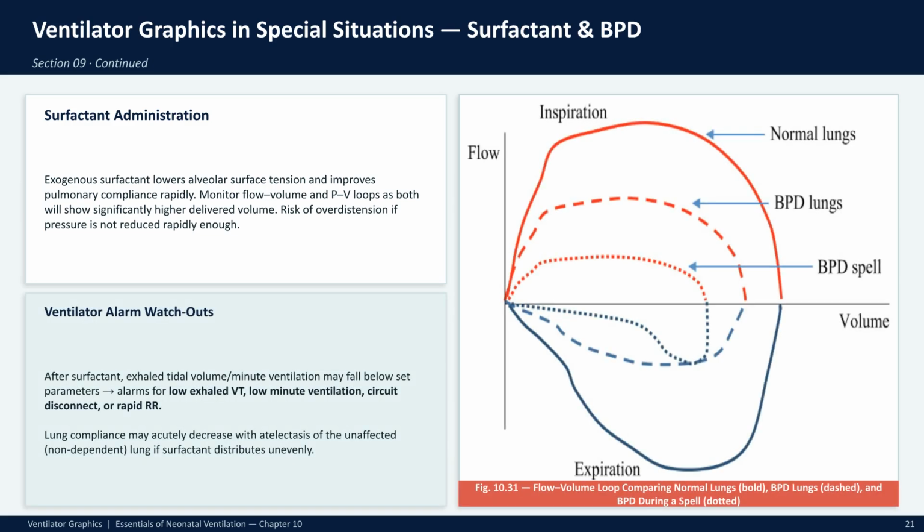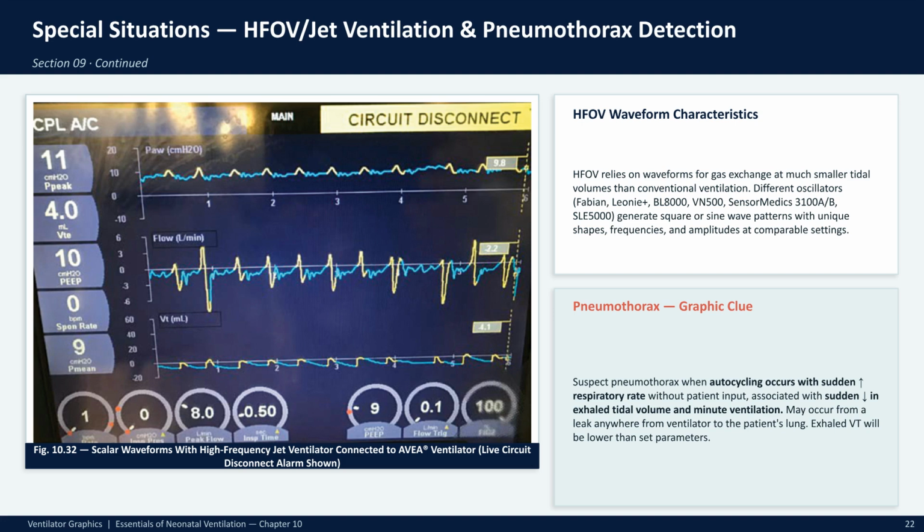Changes in the flow volume loop help differentiate between normal and BPD-affected lungs. Special ventilator modes, such as HFOV, rely on unique waveforms depending on the specific oscillator used. For any mode, clinicians should remain alert for pneumothorax, which can manifest as sudden autocycling and a drop in tidal volume, indicating a potential leak somewhere within the system.